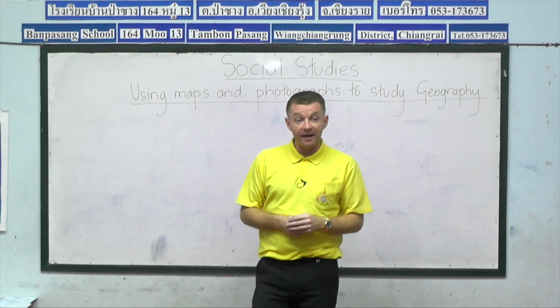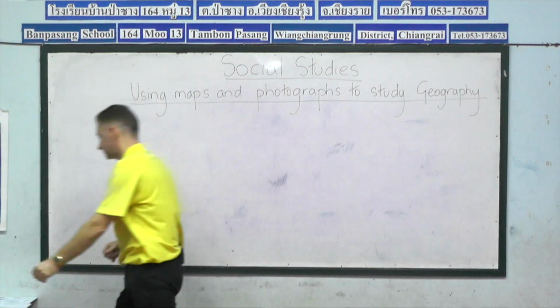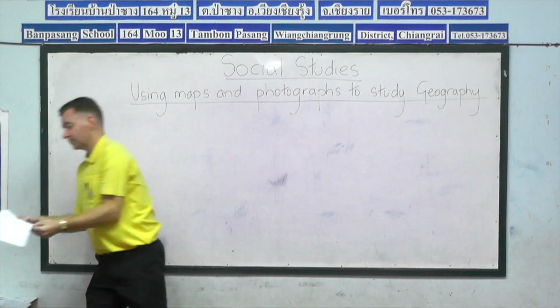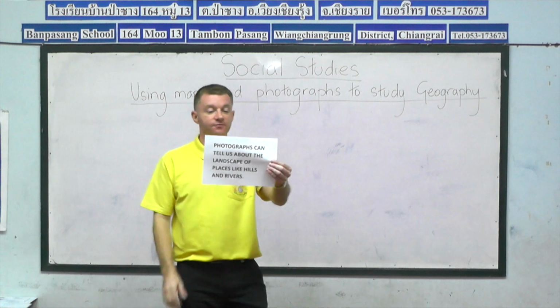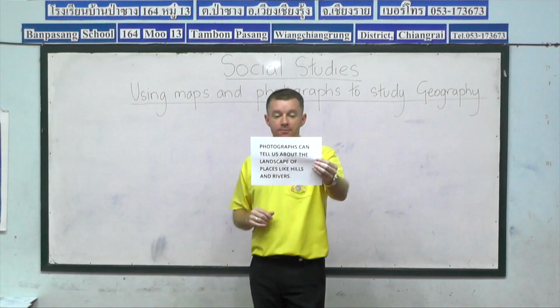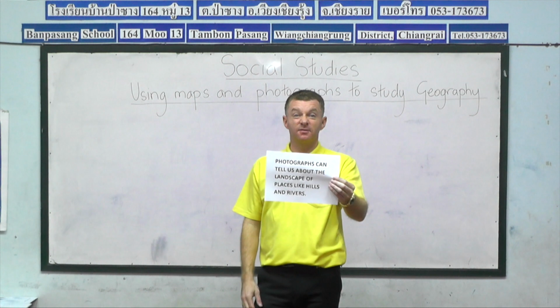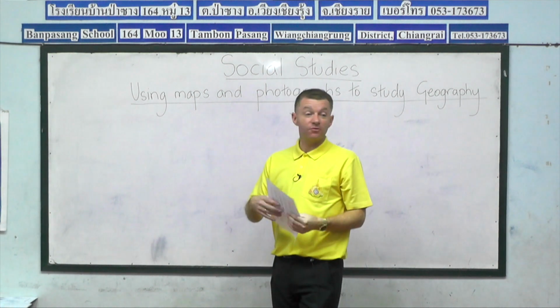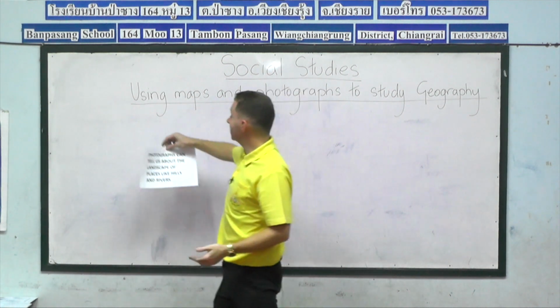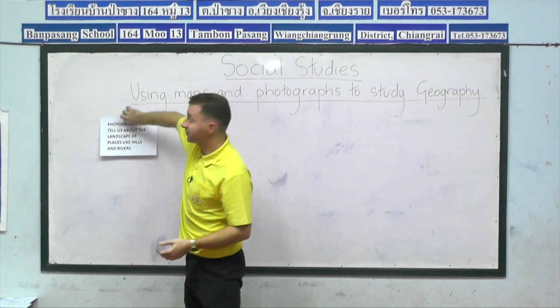So first of all, guys, let's have a look at the sentences. Photographs can tell us about the landscape of places like hills and rivers. Yes, by looking at a photograph, we know what type of things a place has, and that's called the landscape.